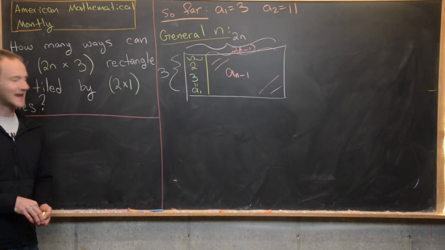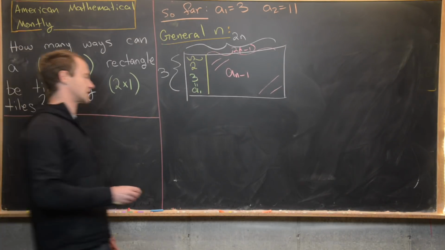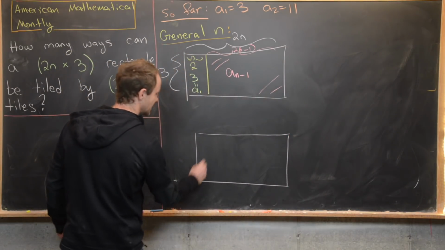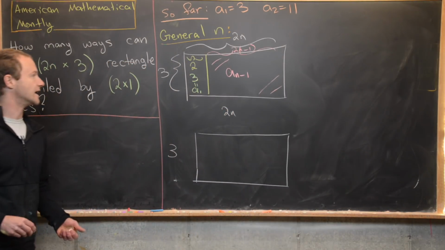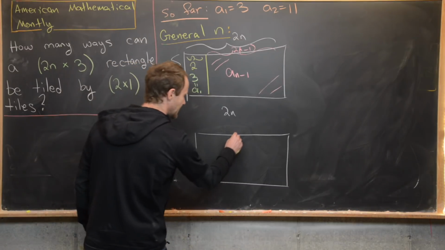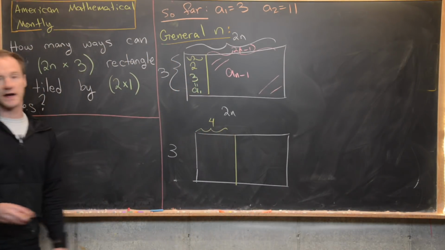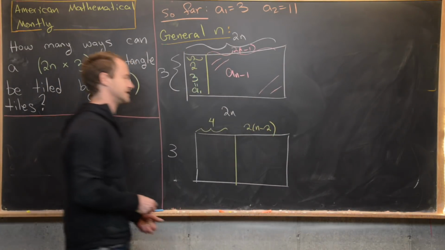Now we're going to play the same game, but we'll cut off a 4 by 3 piece from the start. So I'm going to have my same rectangle. So this is going to be 2n on this side. It'll be 3 on this side. I'm going to cut off a bigger piece. This piece is going to be 4 units on this side. That makes it 2 times n minus 2 units on this side.